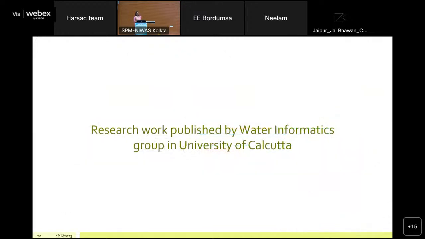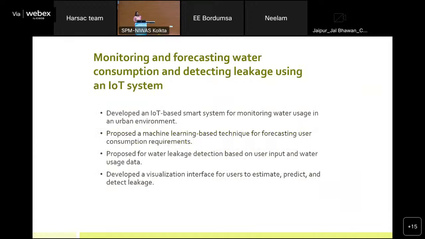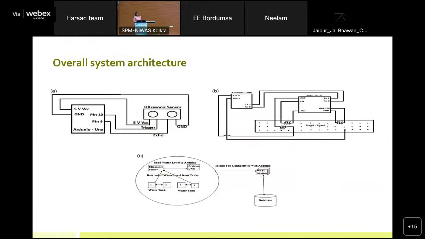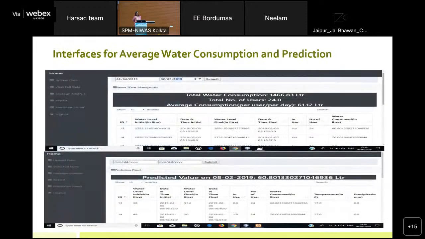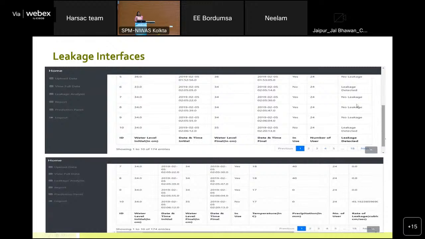So these are some of the research works that we have published. This was the patent work that we had done. This was the web interface of the 24 households that were using it, and you can see that through SVM, we could detect in real time whether there is leakage, no leakage, or leakage detected.